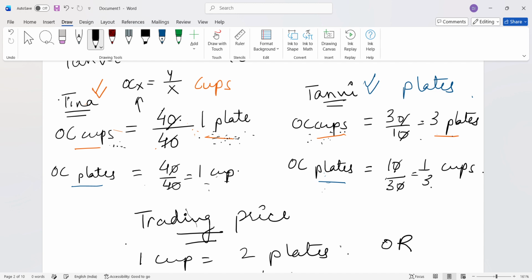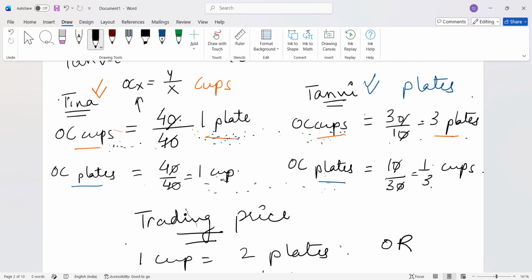Since here I have taken the good as cups, the opportunity cost for cups, for Tina, was 1 plate, for Tanvi it was 3 plates. So I have taken a trading price between these two. All right, for the cups, opportunity cost for cups. I would have taken it for plates as well, but then it would be a fraction, because it's 1/3 and 1. I would have to pick up a fraction between 1 and 1/3.